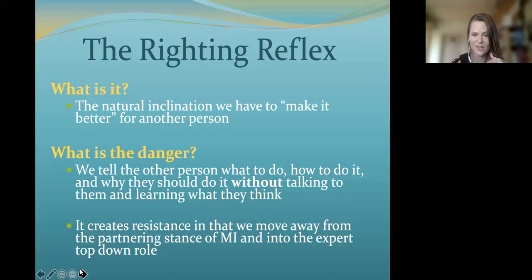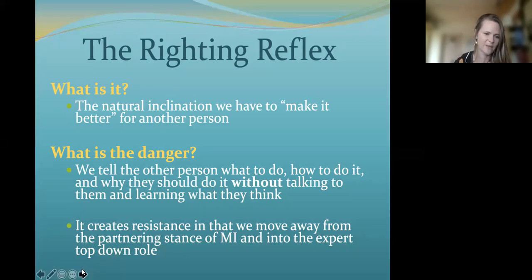The danger is that we tell the other person what to do, how to do it, why they should do it, without actually talking it through with them, listening, understanding what their own individual motivations and constraints are, and kind of superimposing our own formulaic idea of what it's about. So it creates resistance in that we move away from that partnering, that collaborative alongside stance of MI, and we move into that expert top-down role.